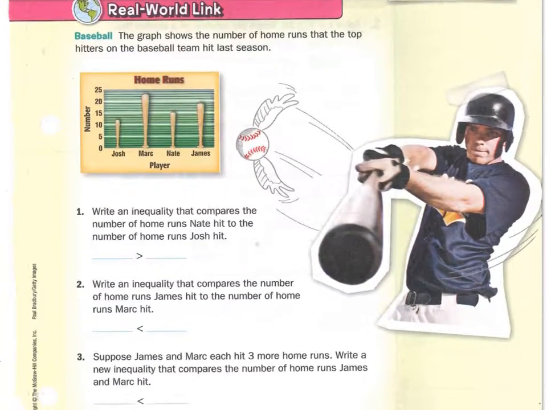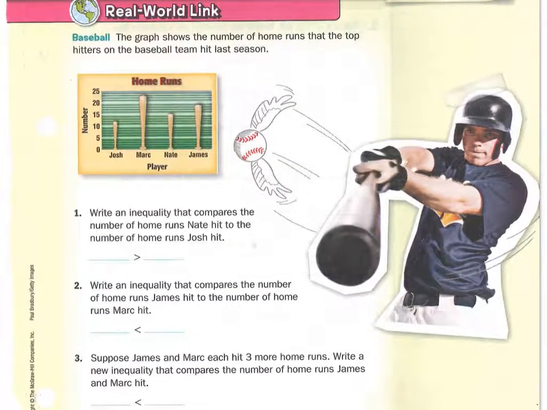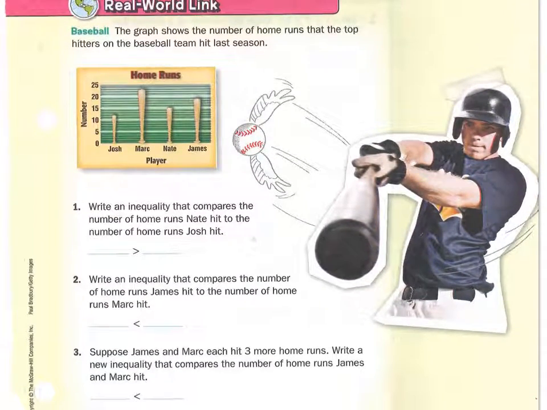The graph below shows the number of home runs that the top hitters on the baseball team hit last season. Write an inequality that compares the number of home runs that Nate hit to the number of home runs that Josh hit. Okay, so Nate's right here and Josh is right here. It looks like Nate had 15 and Josh had maybe 12. So you could write, it's comparing Nate to Josh, so 15 is greater than 12.